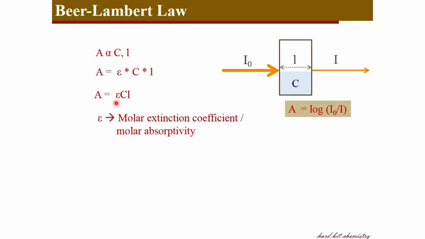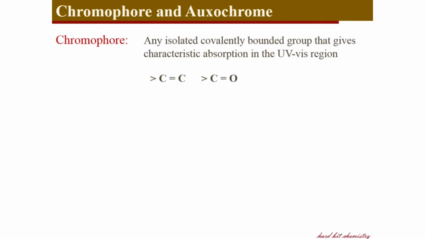And epsilon is the property of the chemistry of the substance, or the chemical structure of the substance. So for a given substance, that means you fix the epsilon, and for the given cuvette, that means you fix the path length. Then you can see that absorbance is directly related to the concentration. And we will see the application of this Beer-Lambert's law in quantitative estimation of substances by using a UV visible spectrometer very soon. Before that, let's go through the structural features of molecules that give rise to absorption in the UV and visible region.